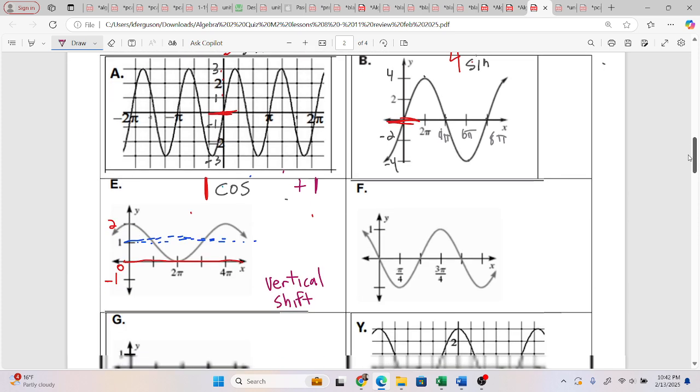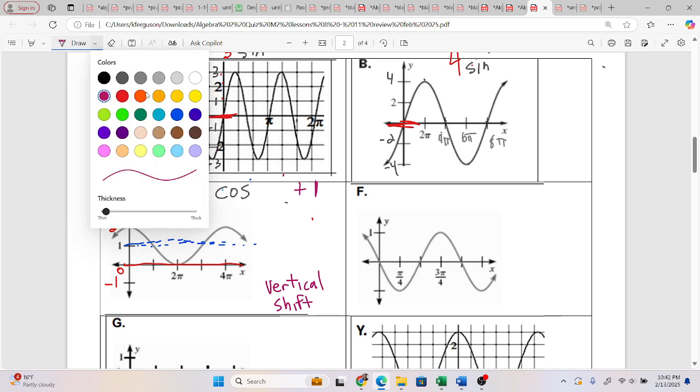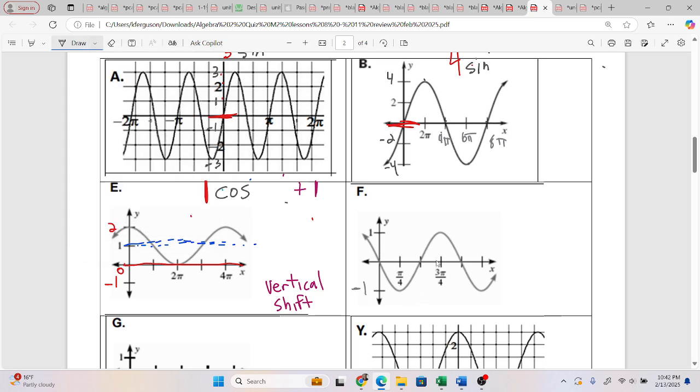All right, so next we got this one. First, let's think about our units. Well, that's a 1 going up, so that's a -1 going down. Right here is 1/4 pi, or pi over 4. So if that's pi over 4, and this is 3 pi over 4, that means we're moving in fourths. So this is 1/4 pi, and this is 3/4 pi.